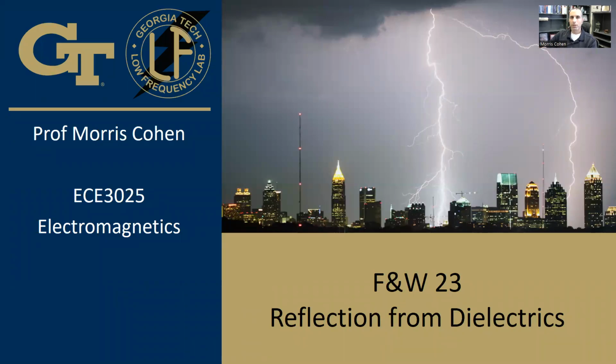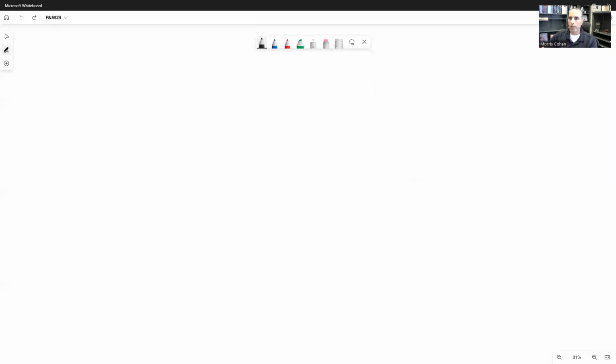So we're now going to consider the way a radio wave interacts with a dielectric material, which is the opposite of the conducting material that we considered in the last lecture. Let's just start by writing down the geometry of the problem. We're going to start out with a boundary.